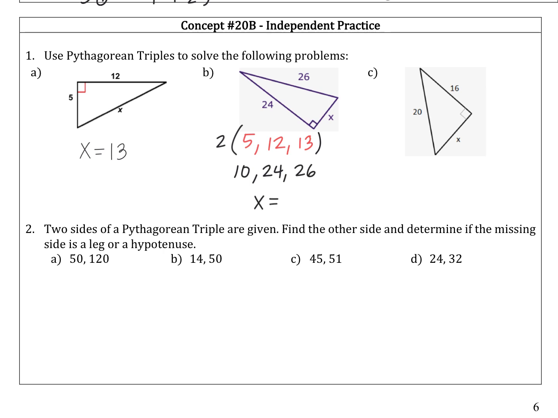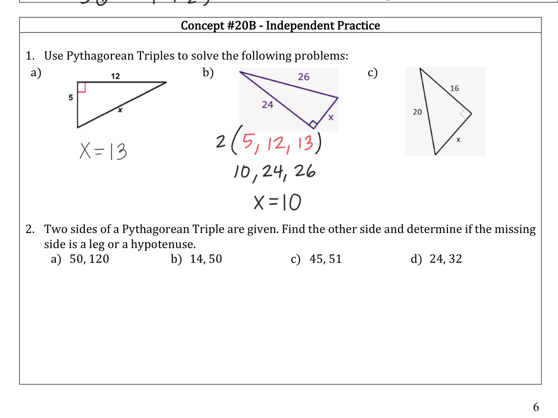X equals 10. If you are not following me, you always have permission to do A squared plus B squared equals C squared. It just takes longer, right? If you can recognize these answers though, like know the basic ones and know that the multiples also work, then you'll be faster.